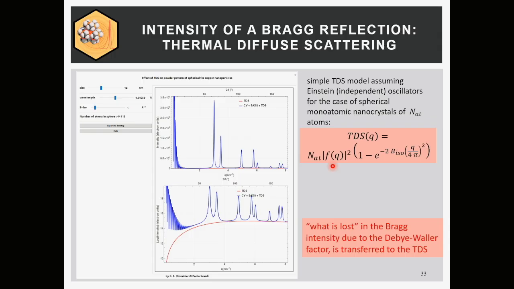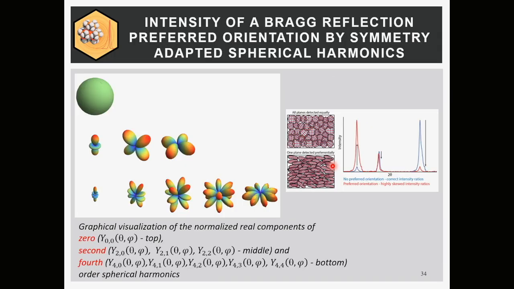We have seen the TDS before, so Paolo showed this, I can go through it. Now comes also for all these corrections, we heard about preferred orientation. There are many, many things you can do to describe this, and one is, of course, you can use symmetry adapted spherical harmonics, which are very, very powerful. But here again is the problem.